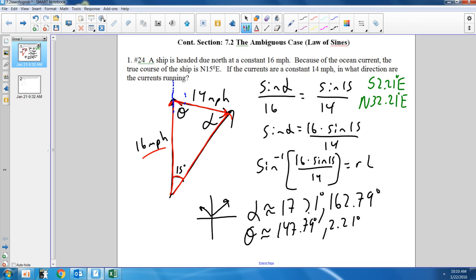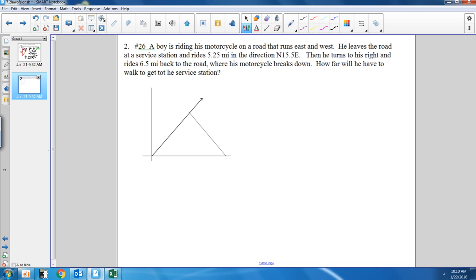Let's do one more problem because the homework is on story problems. And on this one, it's number 26 in the book. It says a boy is riding his motorcycle on a road that runs east-west. Now, one thing at a time when you're putting this together. A road that runs east-west tells you stop what you're doing, draw the east-west road. He leaves the road at some point at a service station and rides 5.25 miles in the direction of north, 15.5 degrees east.